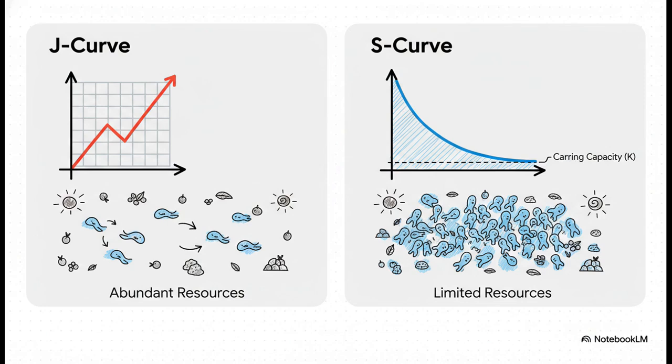Let's just break that down a bit more. That J-curve, that's what happens in a perfect world with endless food and space. The S-curve, that's reality. As a population gets bigger, resources get scarcer and growth starts to slow down, eventually stabilizing around a maximum level we call the carrying capacity, or just K. And if a population overshoots that K, you often see a pretty dramatic crash. Nature always has its limits.